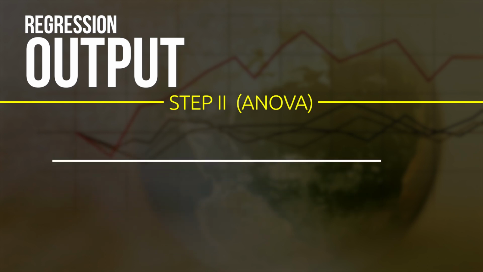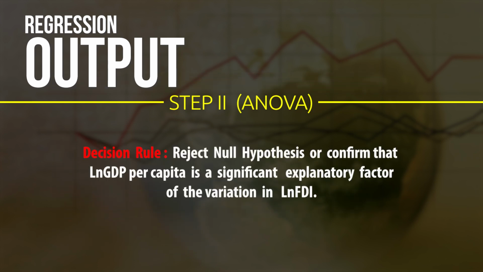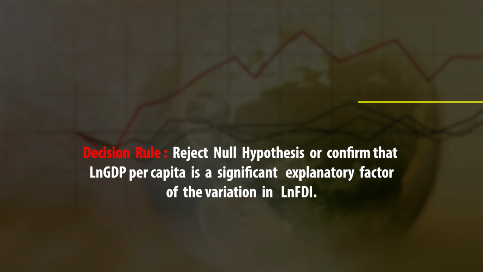which actually rejects the null hypothesis, and we say that definitely the LN GDP per capita is a significant factor in explaining the variation in LN FDI, and it is significantly affecting LN FDI, and so the overall significance of the model is there.